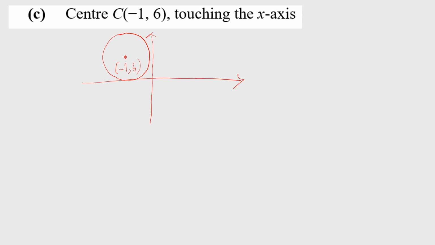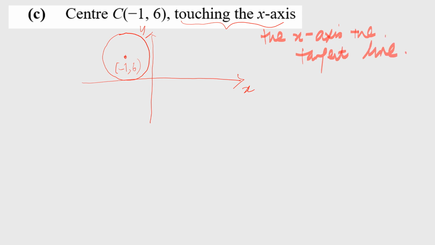When you say it touched the x-axis, that means your x-axis is the tangent line, because the tangent line will only touch the circle at one point. So from the center of the circle, if we were to draw a vertical line down, I'm going to write the center above. If you draw a vertical line down from the center and touch the x-axis, this will be 90 degrees. Why is that so?